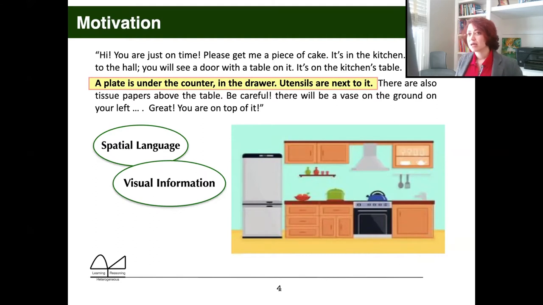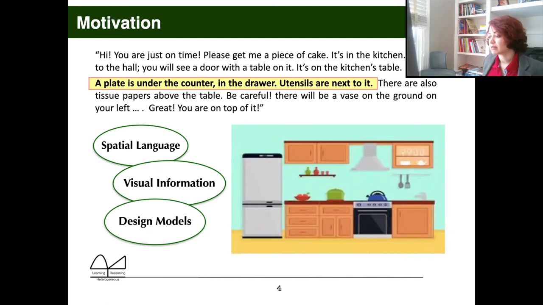So this is spatial language and visual information, but we are also concerned with designing models that are able to understand these modalities and connect them to each other automatically.